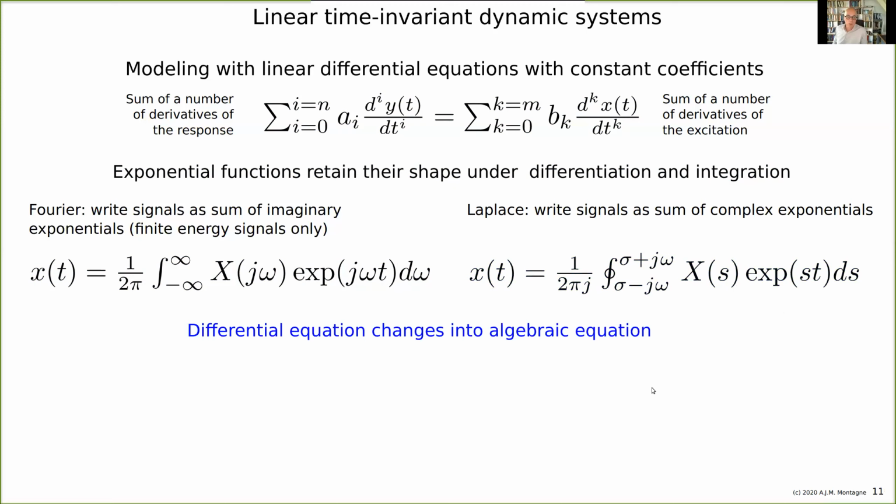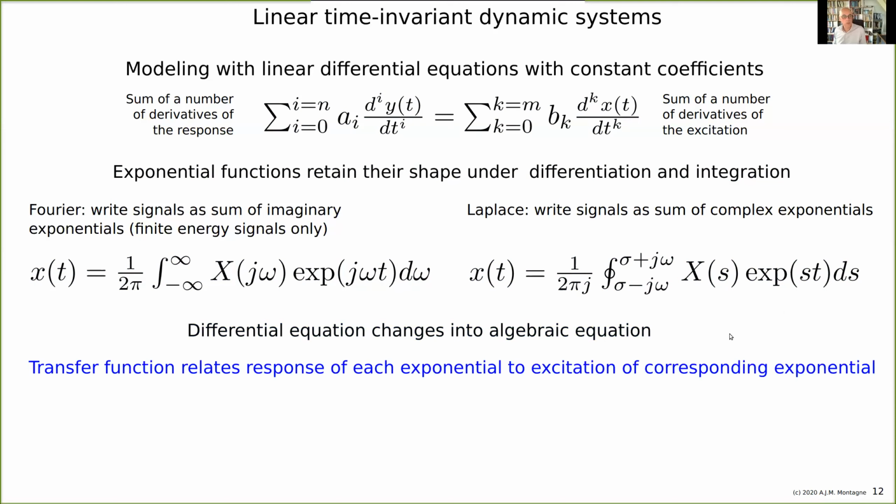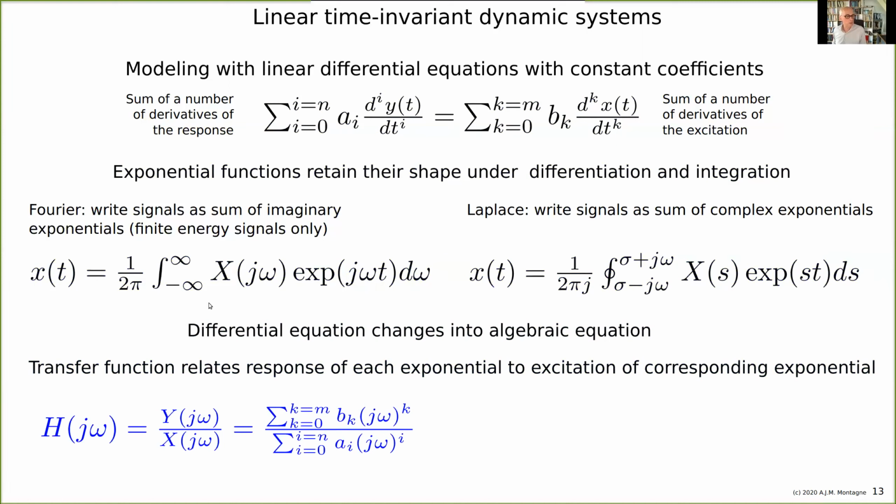So with this Laplace and Fourier transformation, your differential equation transforms into an algebraic equation. I hope you know this from your lectures on math. And it looks like this. So here you have a transfer function written in the Fourier domain, and here you have it written in the Laplace domain, and it relates the complex amplitude of the response to that of the excitation. That is what it does. Y(jω) and X(jω) are the complex amplitudes, at a certain frequency, of your response and excitation respectively.